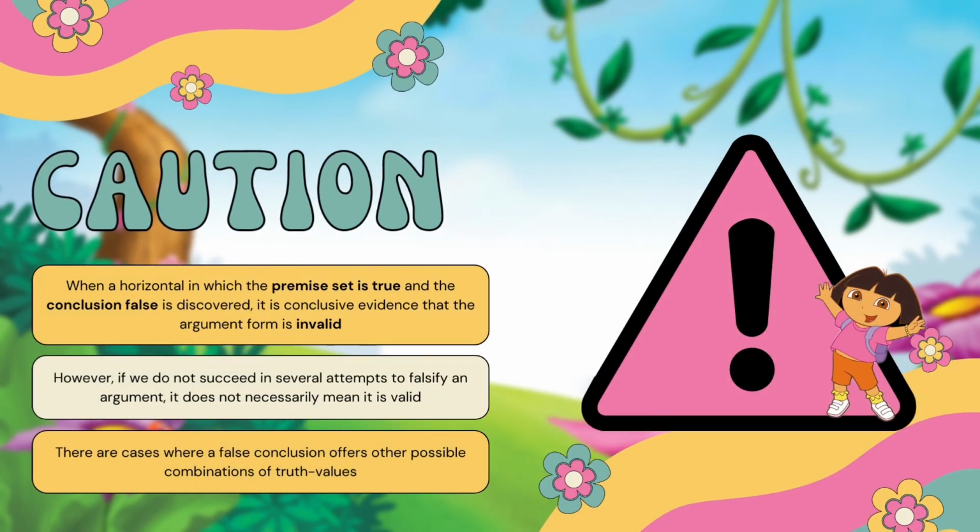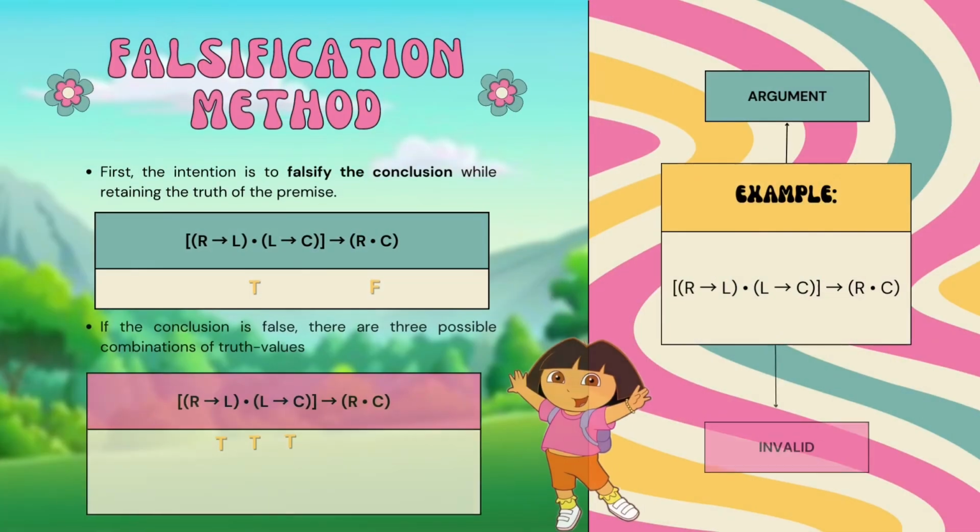A word of caution is appropriate here. When we have discovered a row in which the premise set is true and the conclusion is false, we have conclusive evidence that the argument form is invalid. However, if we do not succeed in several attempts in falsifying an argument, it does not necessarily mean it is valid. There are cases where a false conclusion offers other possible combinations of truth values. In such a case, we must go about eliminating possible falsifying rows in a systematic way. The following example will serve to illustrate this.